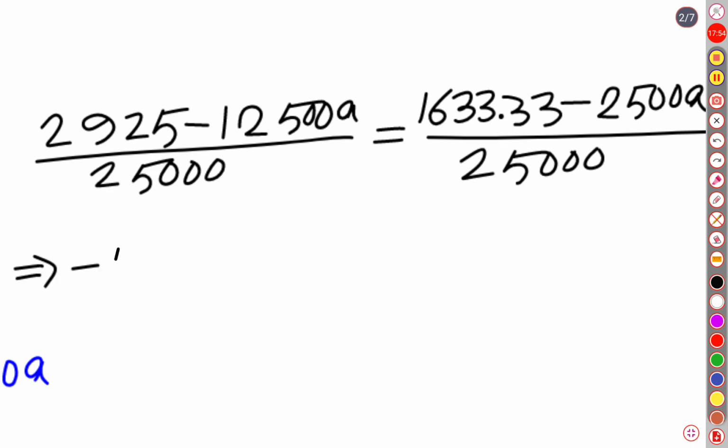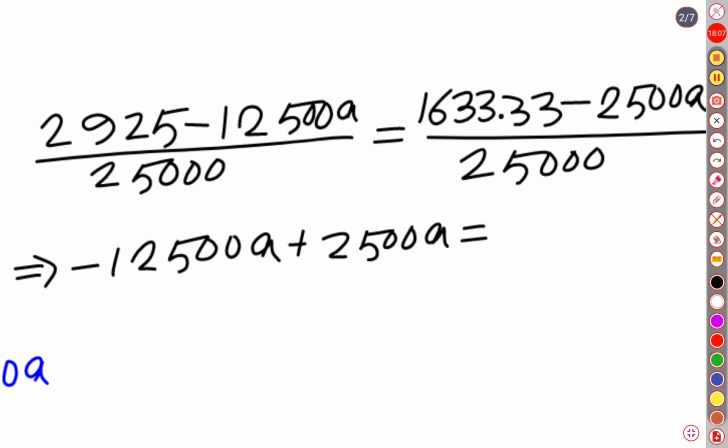12,500, negative 12,500a, then plus 2,500a. Then if we subtract 2925 from 1633.33, it is going to be negative 1291.67.